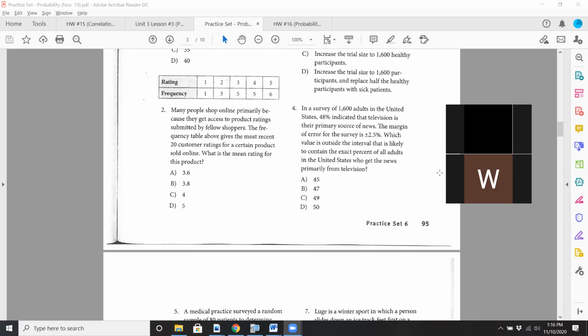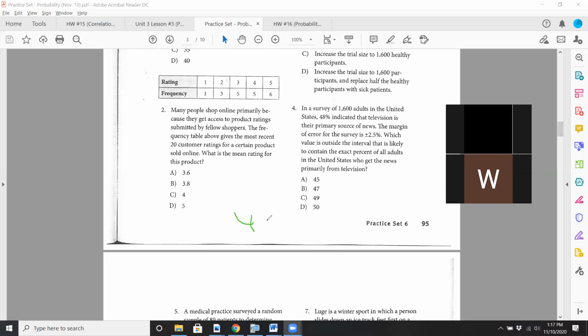Going along the same lines, Will, I see you next. How about number 4? Do you want to read number 4 for us, Will? Sure. In a survey of 1,600 adults in the United States, 48% indicated that television is their primary source of news. The margin of error for this survey is plus or minus 2.5%. Which value is outside the interval that is likely to contain the exact percent of all adults in the United States who get the news primarily from television? So don't overthink this problem.